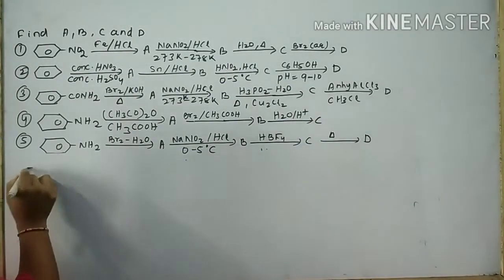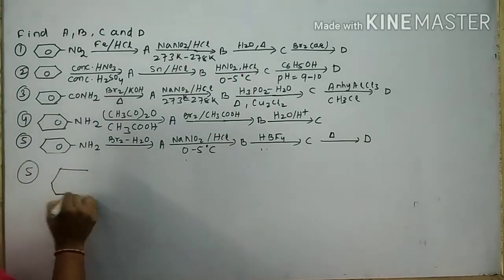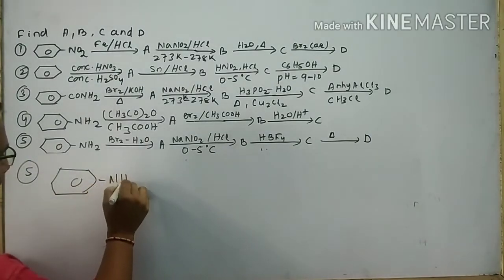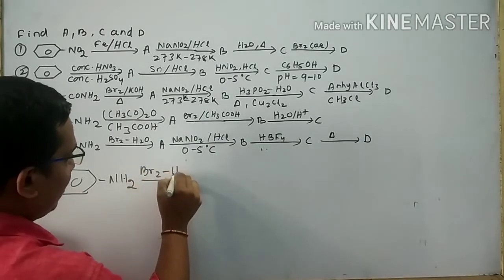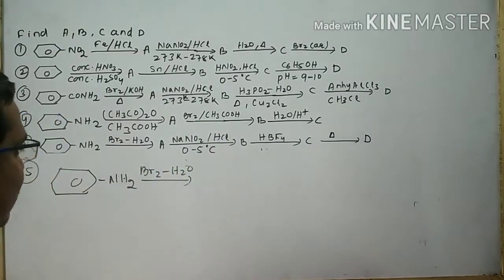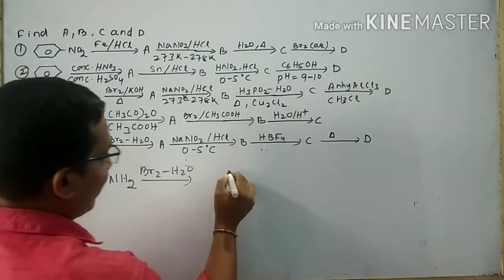Question number 5 is that aniline is given. It is treated with Br2 water, that is, aqueous bromine. It is called bromine water. Then what will happen?